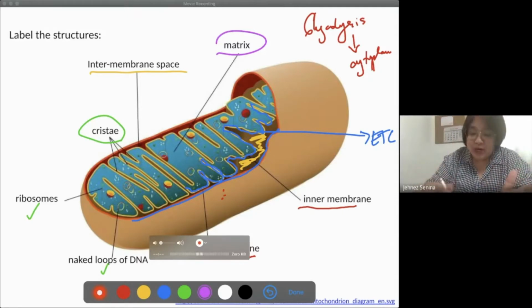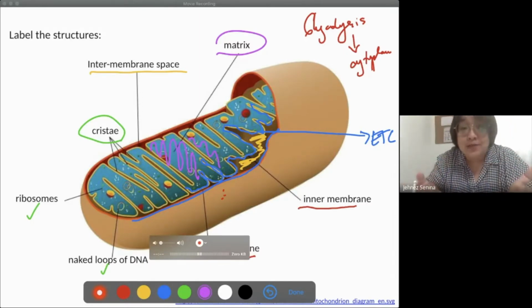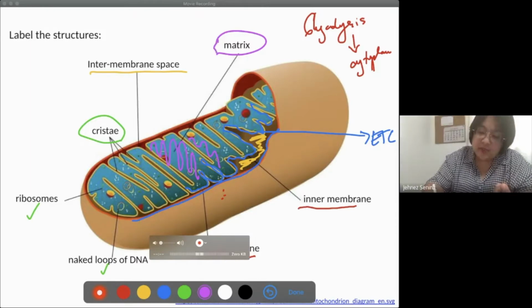Ignore me. Matrix is simply the fluid inside, kind of like the mitochondria's cytoplasm. It's the mitochondria's fluid inside. Is that important? Well, yes, because when I say fluid, it means there are going to be chemicals there. There are going to be enzymes there that will also help in glycolysis. All right, questions with the structure of the mitochondria?